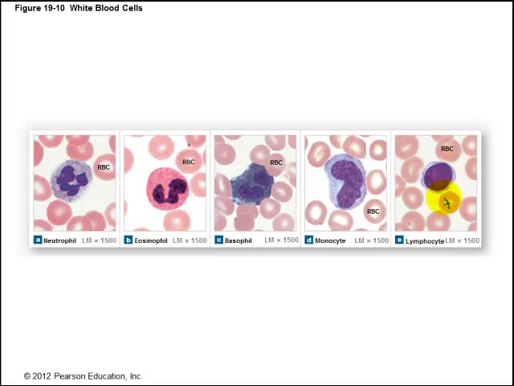Look at the size of them. Notice lymphocytes are about the same size or slightly larger than the red cells. Monocytes, very large. Neutrophils, eosinophils, and basophils, all about the same size, slightly larger than the red blood cell.